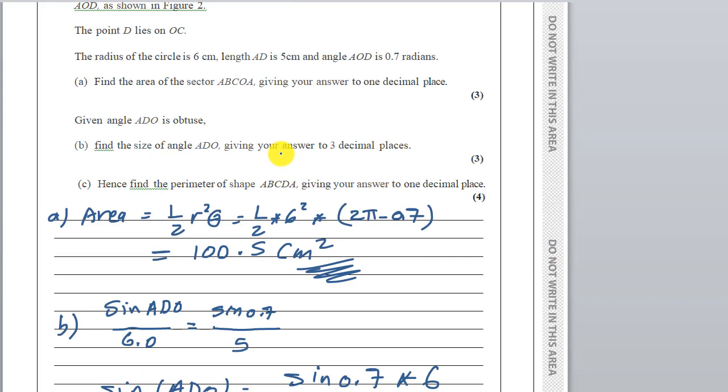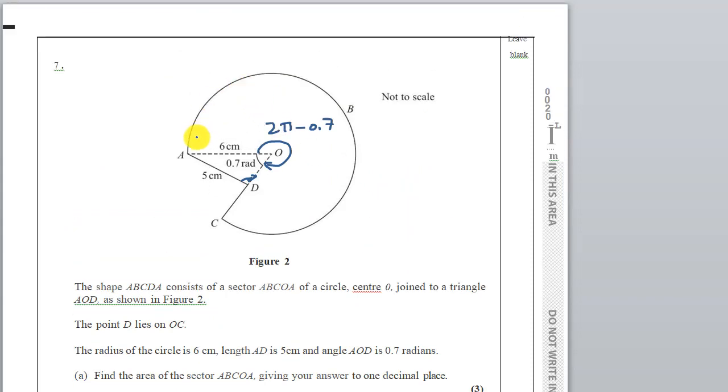Hence find the perimeter of the shape ABCDA, giving your answer to 1 decimal place. So he needs the perimeter of all of this shape. So the perimeter is equal to the perimeter of this sector, which is r theta, this is the arc ABC, plus this length, which is CD, plus 5. CD, the whole distance from here to here, is the radius, which is 6.